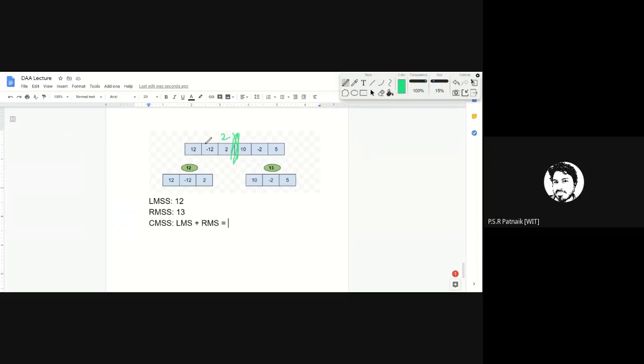So 2 plus minus 12, what do you get here? The sum becomes minus 10. So minus 10 plus 12, what is the solution here? 2. Now what is the max among these? The max among these is 2. So here you will write 2 plus, now from the right side, what is the max? Here 10. So what I have is 10 minus 2, so the sum becomes 8. So 8 plus 5, what is 8 plus 5?